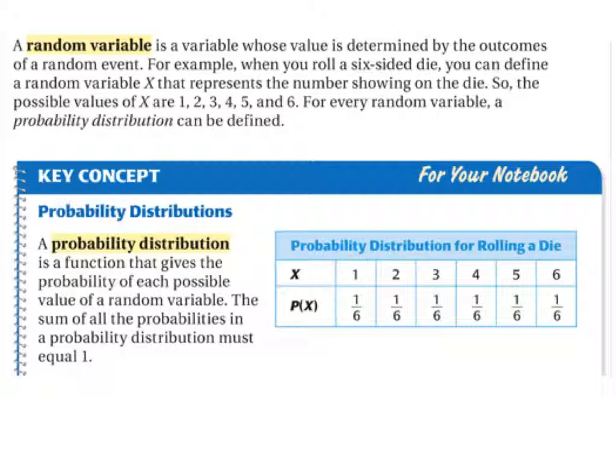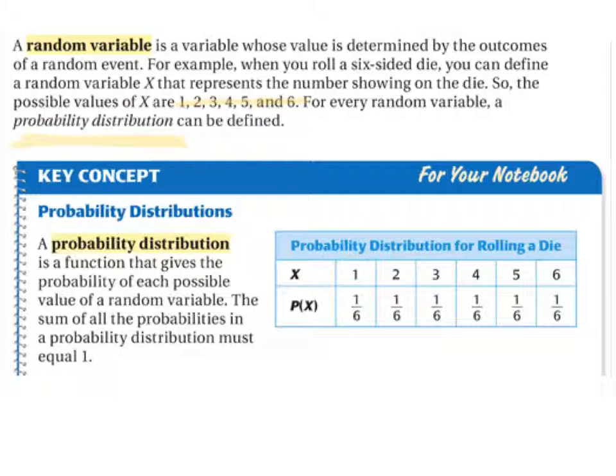A random variable is a variable whose value is determined by the outcomes of a random event. For example, when you roll a 6-sided die, you can define a random variable x that represents the numbers showing on the die. So the possible values of x are 1, 2, 3, 4, 5, and 6. Those are the things, when you roll a die, you can get those 6 answers. For every random variable, a probability distribution can be defined. This is what we're doing right now.